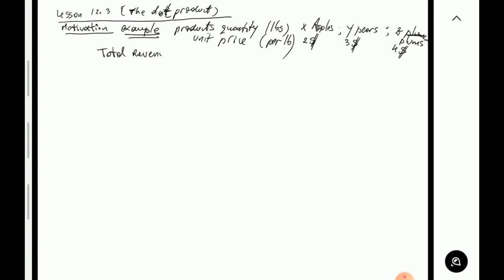So I hope it's pretty easy to see how this goes. You're going to have to multiply for each product the quantity with the price per pound, right, per unit. So the revenue that comes from apples will be 2 times X. The revenue that comes from the pears is going to be, assuming we sell everything, 3 times Y. And then the revenue that comes from selling the plums is 4 times Z. So this is essentially the dot product between the vector which represents the quantity and the vector that represents the unit price.